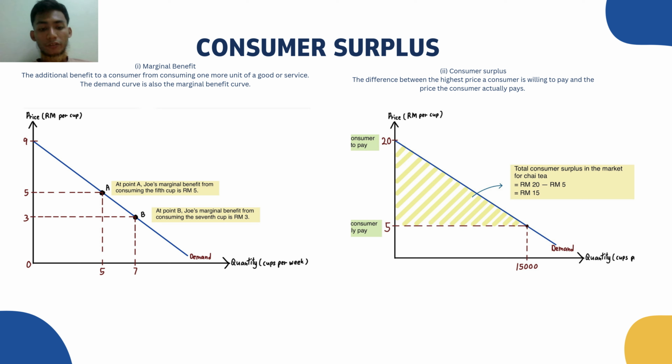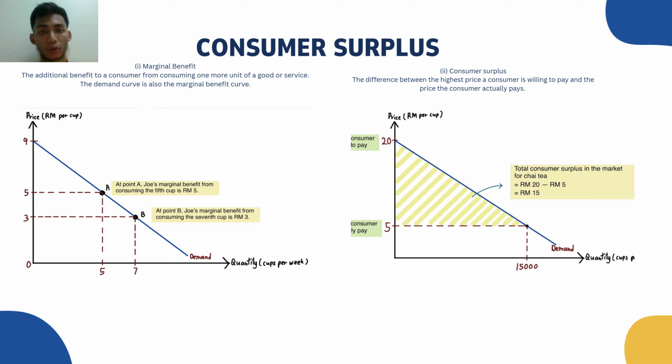Now let's start with the concept of consumer surplus. Consumer surplus refers to the extra benefit consumers receive when they pay less than the maximum price they are willing to pay for a good or service. First, let's look at the left graph, which explains marginal benefit. On the vertical axis, we have price in RM per cup, while the horizontal axis shows quantity of cups consumed per week. The downward sloping line represents the demand curve, which is also the marginal benefit curve. This shows that as consumption increases, the marginal benefit decreases.